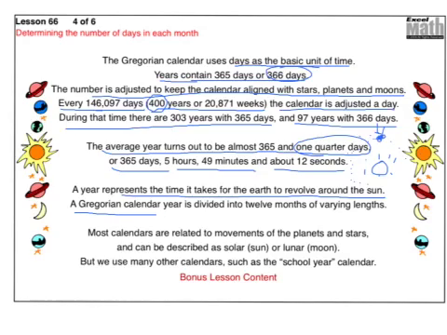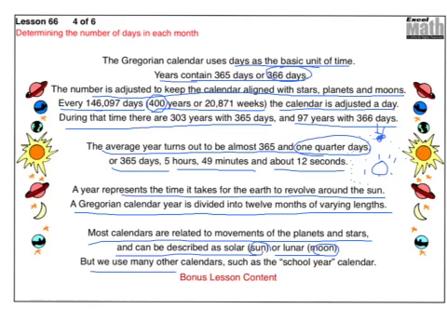A Gregorian calendar year is divided into 12 months of varying lengths. That means different lengths. Most calendars are related to movements of the planets and stars and can be described as solar, or sun, or lunar, moon. But we use many other calendars, such as the school year calendar. So that just teaches you a little bit of extra stuff about calendars.